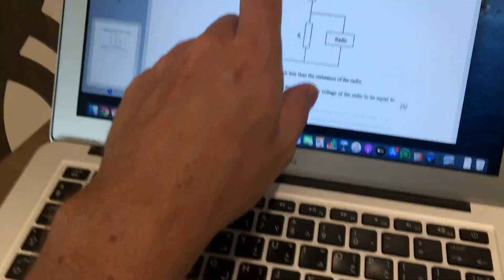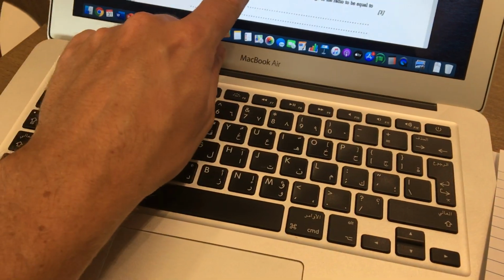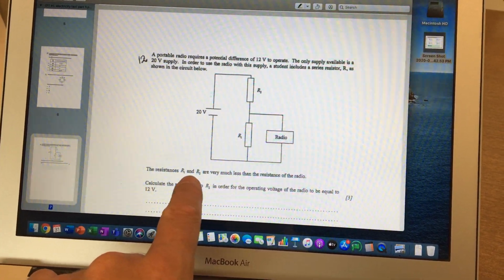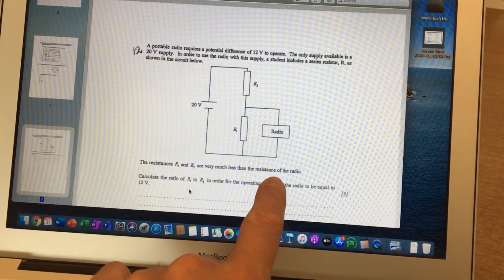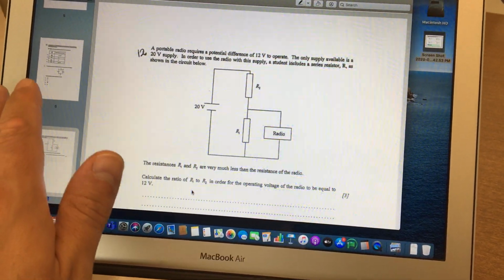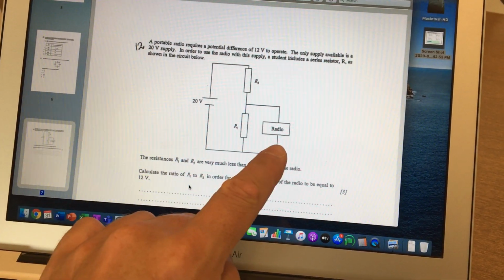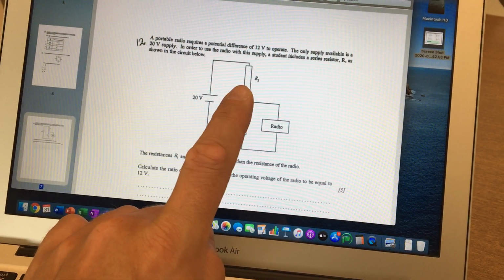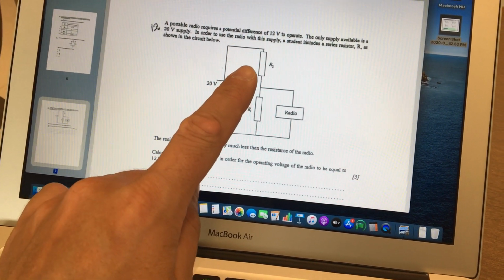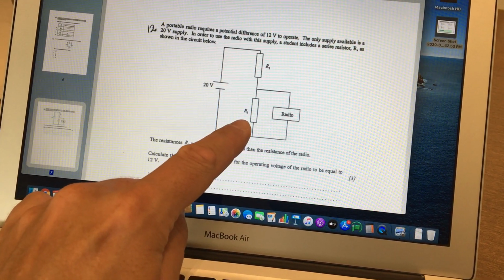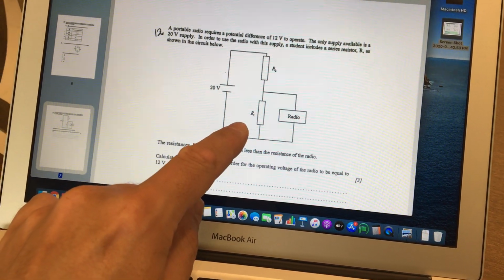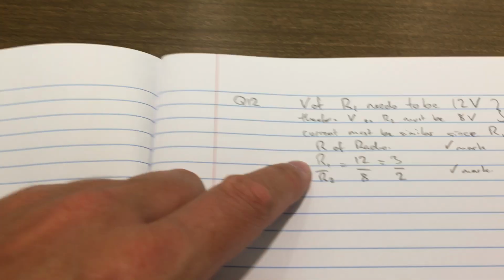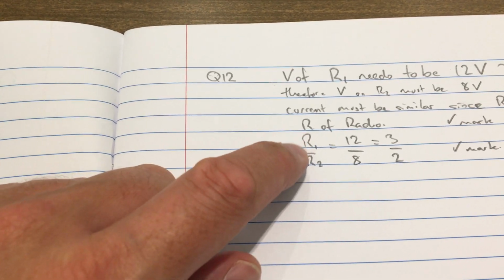It identifies in the question that the resistances of R1 and R2 are much less than the resistance of the radio. Sorry, I'm showing you the key. Which means they are going to have very, very similar currents. It means the radio has very little impact on the circuit, the potential divider setup you've got here. So basically, current here is going to be the same as current there, right? Which means V equals IR, just V and R are kind of interchangeable. So V1 over V2 would be R1 over R2.